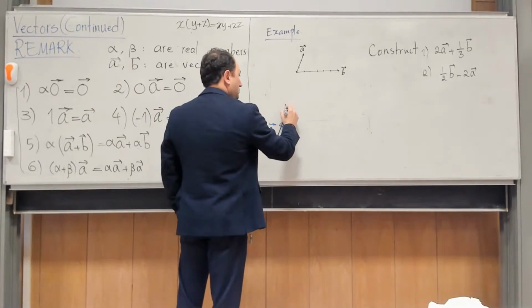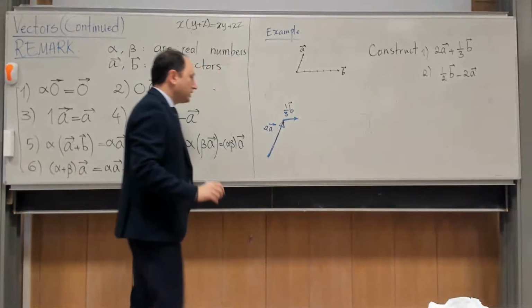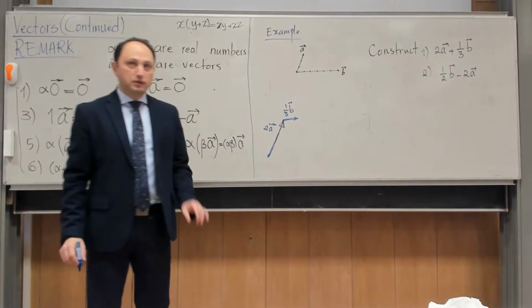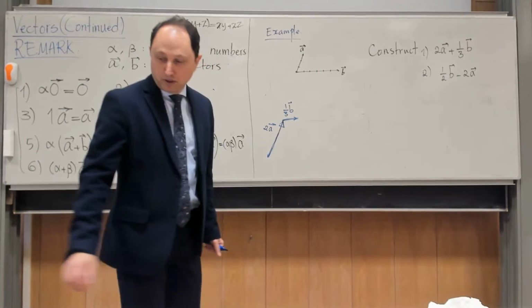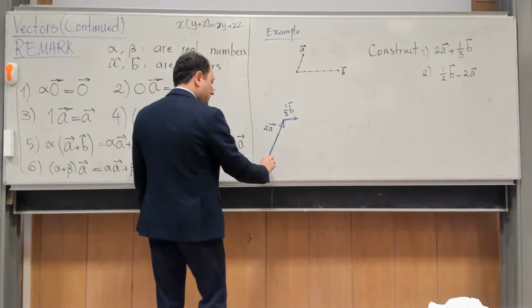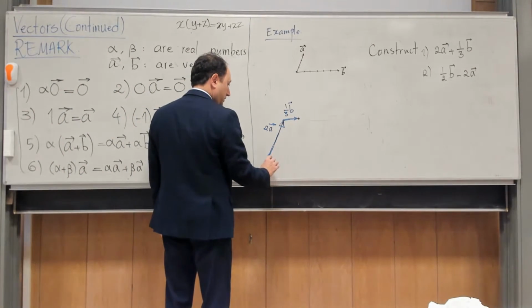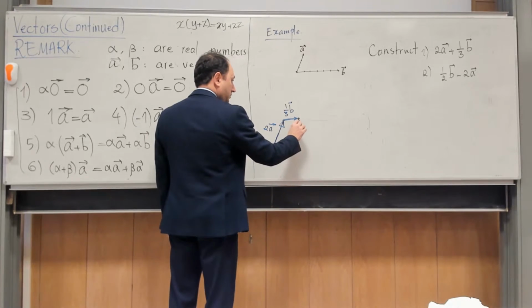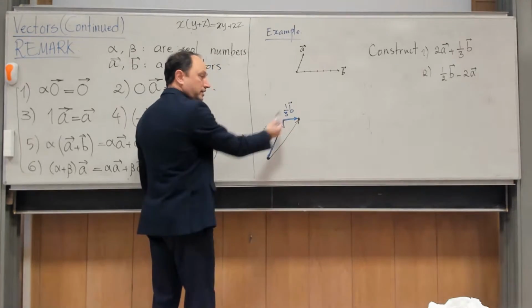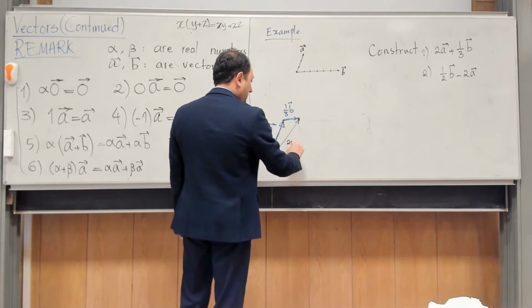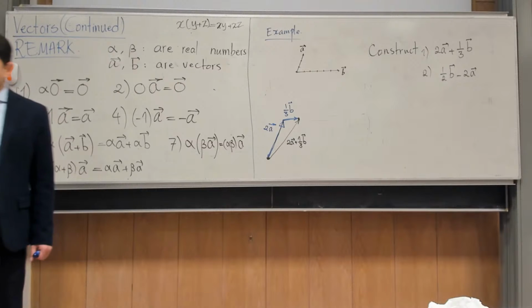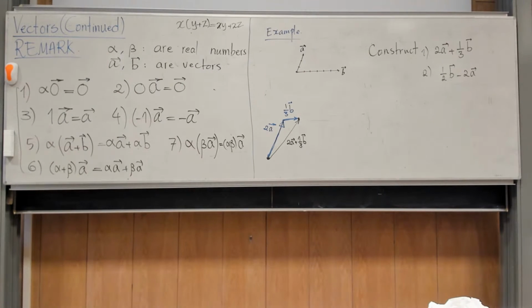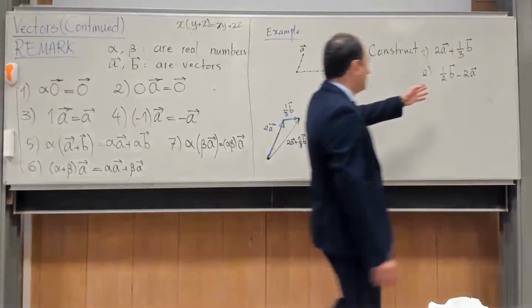If I ask you what this is, you would say this is 1/3 of b. Forget about the names. You have two arrows, and you want to add them. So what should I do? Do you remember? The initial point should be connected to the final point. And then where is the tip of the arrow? At the final point. So this vector that I have here is 2a plus a third of b. This is the way that you construct this. Is that clear?